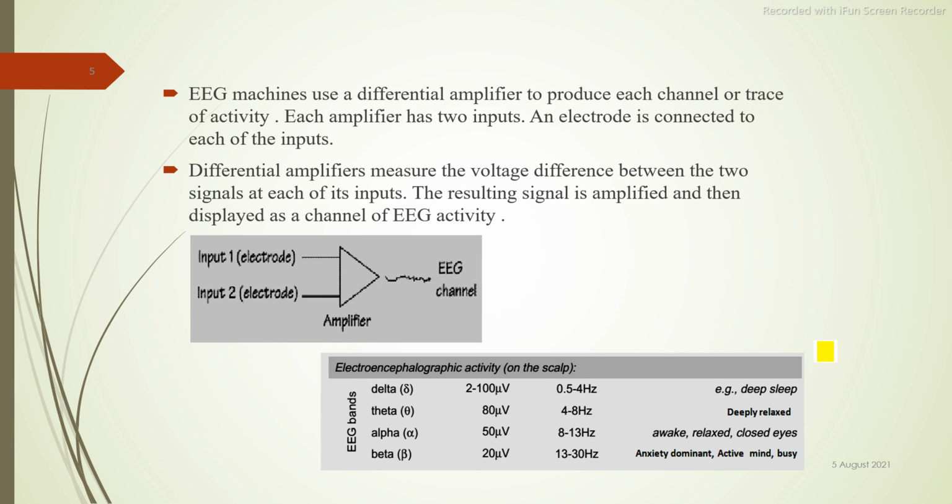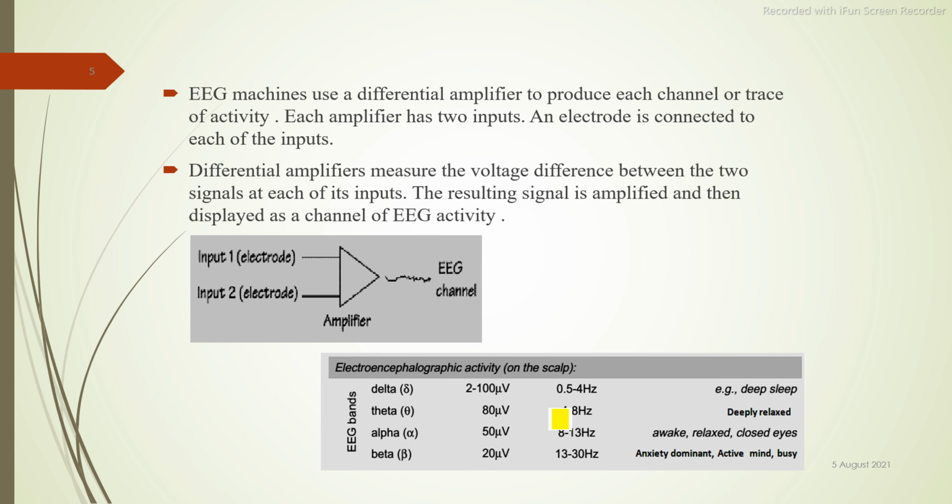And coming to this particular table, you can see now that different kinds of signals have been mentioned. These are nothing else but the different EEG bands. There are basically four different types of EEG signals which can be captured from the scalp. First one is called delta, second is theta, third is alpha, and fourth is beta. Delta: the amplitude of delta is 2 to 100 microvolt, and it falls in the frequency of 0.5 to 4 hertz, and this signal can be captured whenever a person is in deep sleep.